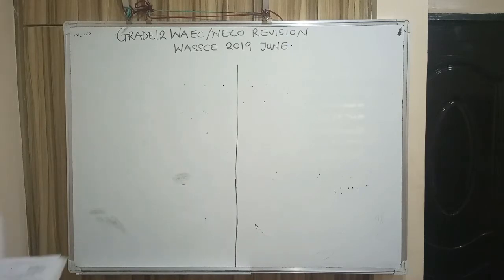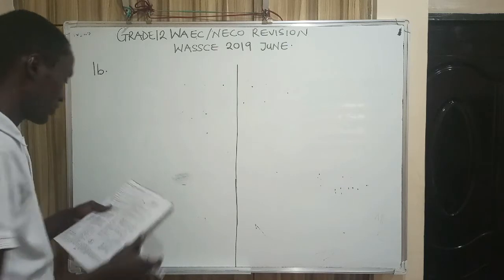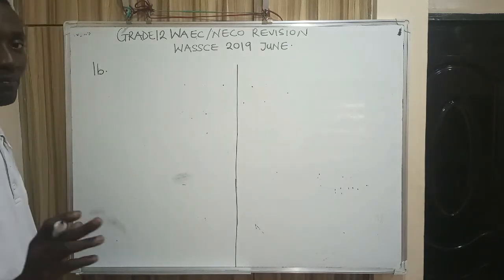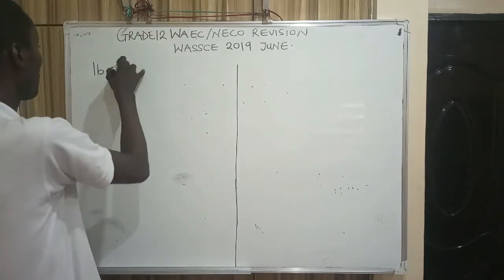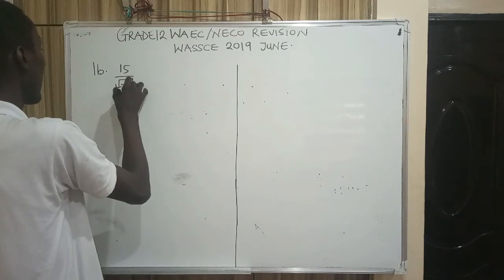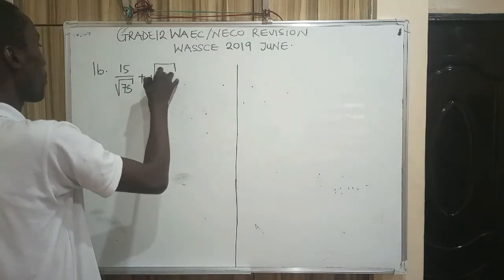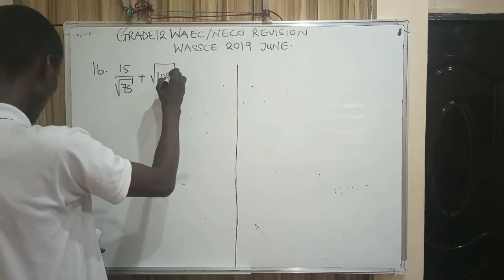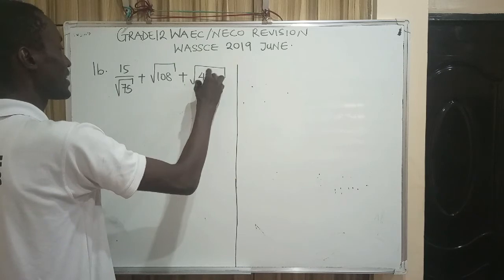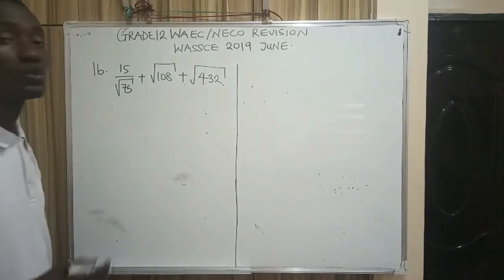Okay, so we'll try to look at the exercise. We'll look at question 1B. In question 1B, we are testing our knowledge of surds here. So we have 15 over the square root of 75 plus the square root of 108 plus the square root of 432. So what do you do in solving this?